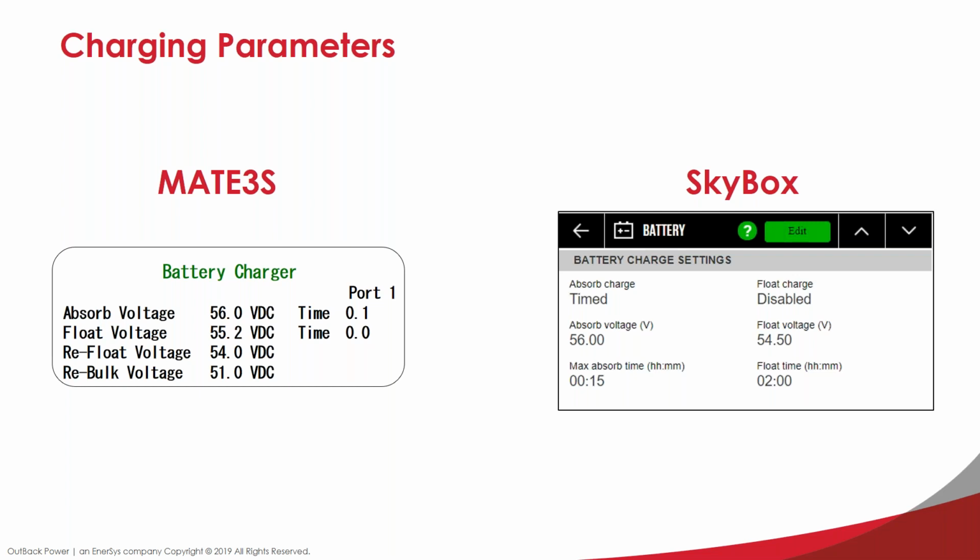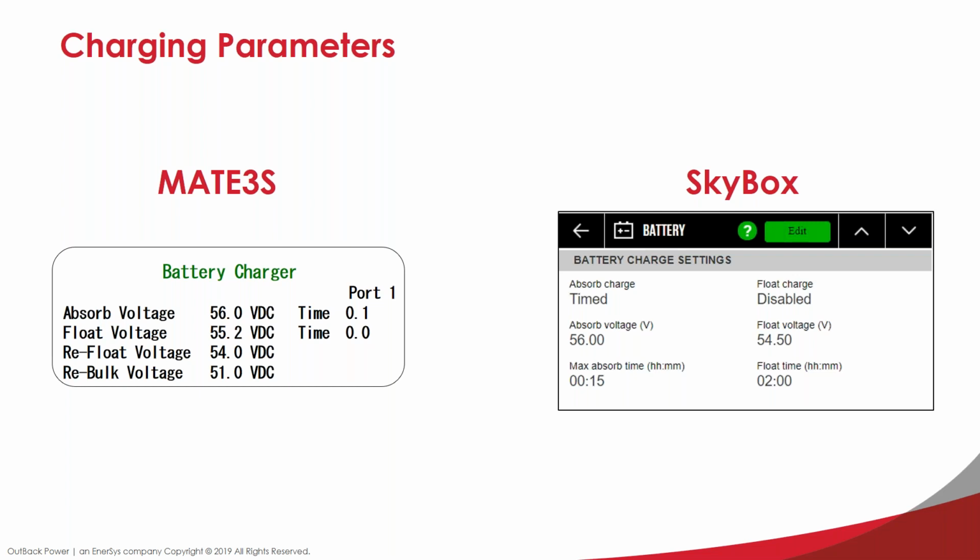And the time. So time for lithium varies based on your battery, unfortunately. For Simplify, we have worked with them, and they recommend a 6-minute limit. So that's what we have. The Mate 3S only goes up in 6-minute increments, or 1/10 of an hour. I find it to be a little easier to think in 6-minute intervals since it's a little bit smaller. So we have absorb voltage 56 and time 0.1 hours, which again is 6 minutes.